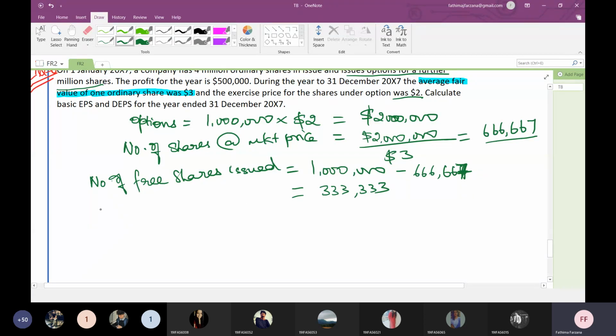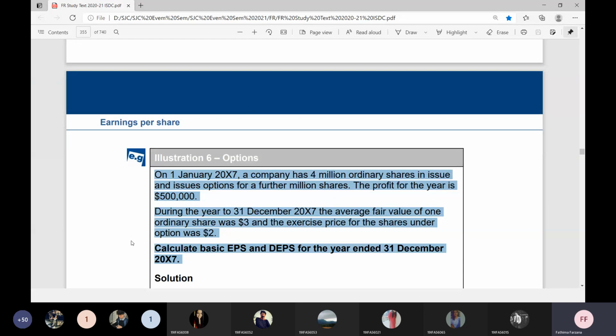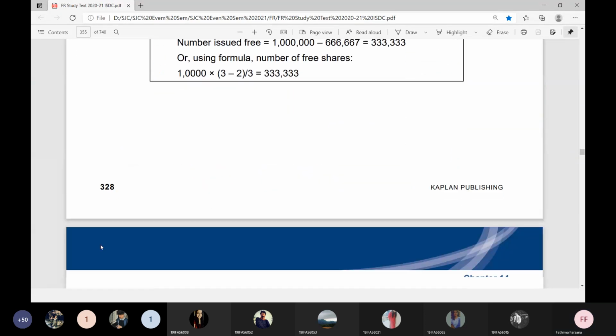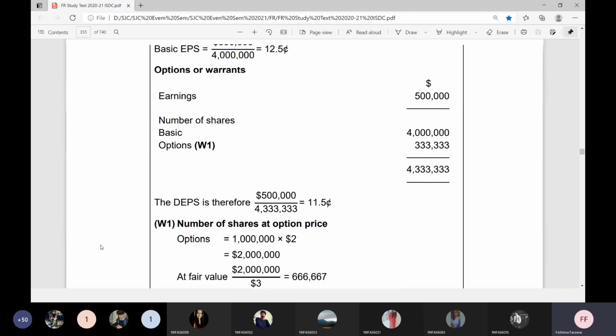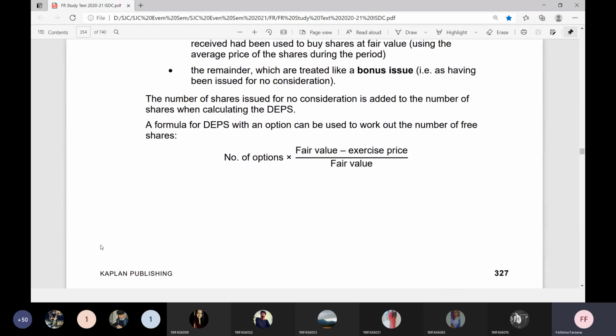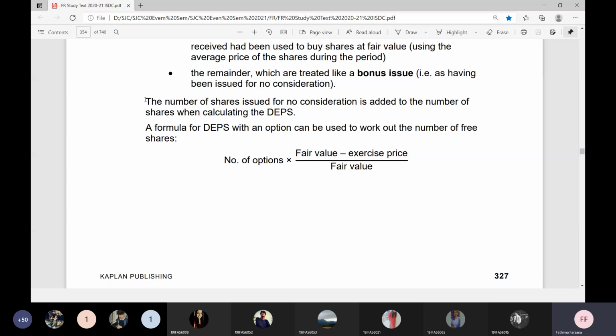Okay. Now how to find DEPS for this problem? Whenever you are calculating DEPS, the number of shares issued for no consideration is added to the number of shares while computing DEPS. This line is exactly given in your book. I think I've seen this line somewhere in the book. I'll just write it here. Can you see this? The number of shares issued for no consideration is added to the number of shares when calculating the DEPS.